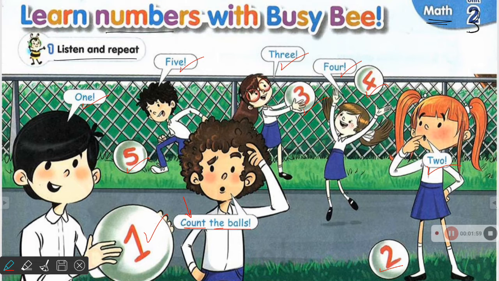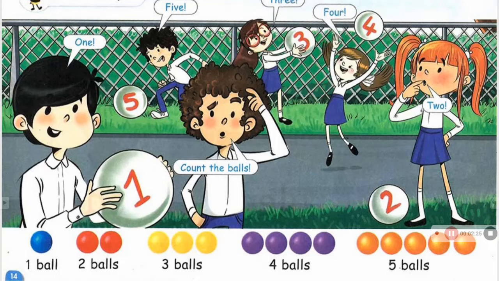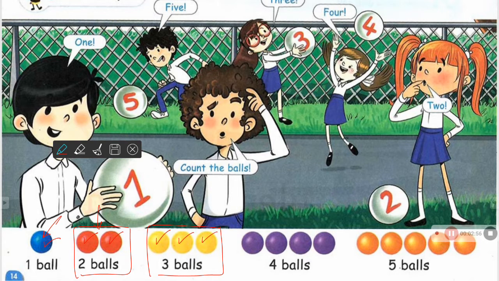1, 2, 3, 4, 5. Here, look at this picture and count the balls. 1, 2, 3, 4, 5 balls. So we have 5 balls. Again, count the balls. Here, look here, how many balls here? There is one ball. Count the balls here, 1, 2 balls. Count the balls here, 1, 2, 3 balls. There are 3 balls.